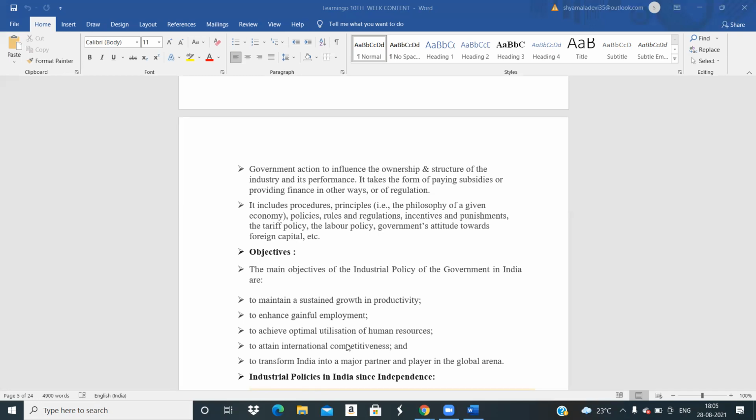Whatever product you produce should be of international standard. That is the reason why you use the word ISO, International Standards Organization. ISO will grade the products and say whether they are reaching the international standard or not. So it is our responsibility to see that we produce products of international standards, to transform India into a major partner and player in the global arena.